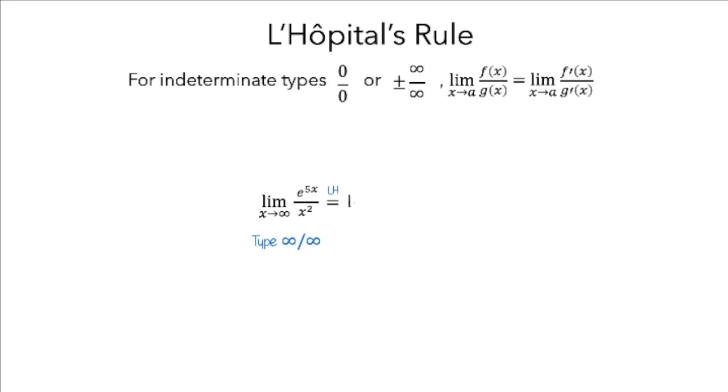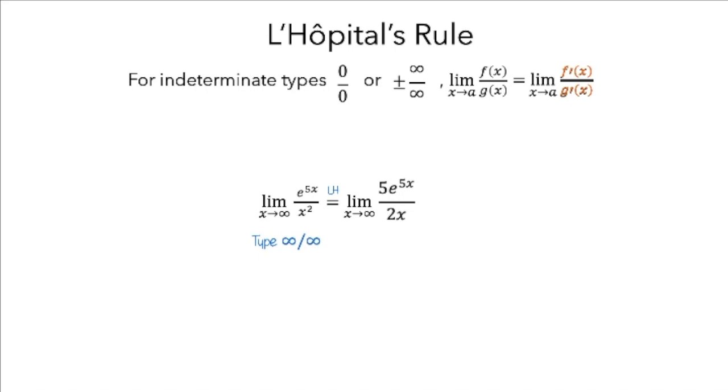So now that we established that we have indeterminate form and numerator and denominator are differentiable, we'll apply L'Hopital's Rule, which says we take the derivative of the numerator and the denominator. For the numerator, we need to use the chain rule and we get the derivative of e to the 5x, which is 5 times e to the 5x. For the denominator, the derivative is 2x.